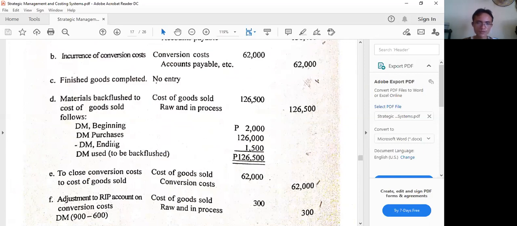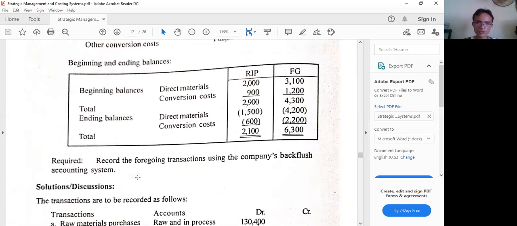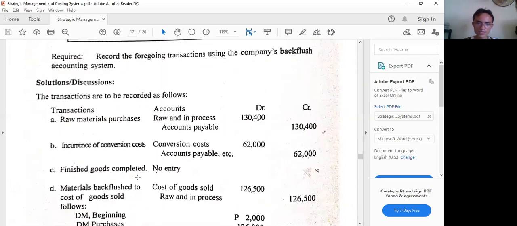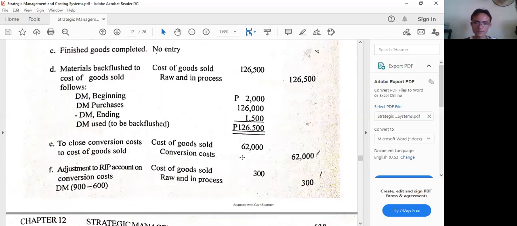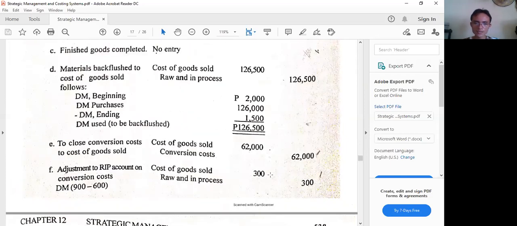For closing of conversion cost to cost of goods sold, it's given. The adjustment to RIP account on conversion cost is 900 minus 600, that's 300. Okay, so that's why we got this entry here to close further the raw in progress. RIP is raw in progress.